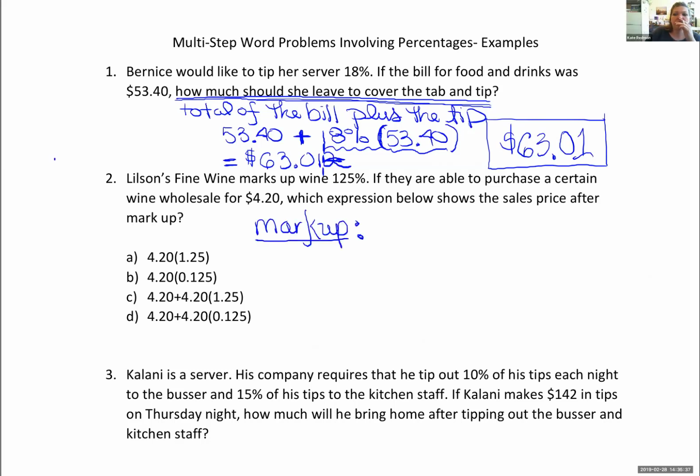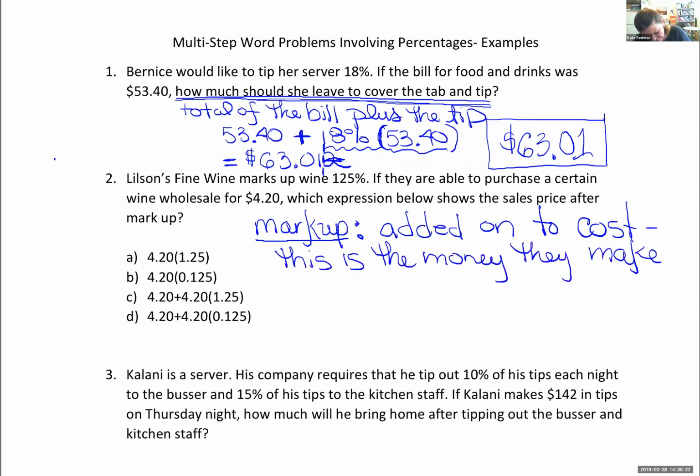So what is a markup? If you guys don't already know this, a markup is the amount that a store adds on before they sell it to you. So every store buys their things from somewhere, whether it's Safeway buying their milk from the dairy, or the wine store buying their wine from a winery. They're buying it from somewhere. They buy it at a cost. Then they add a markup, and usually it's percentage based on how much money they want to make off of that wine. This is the money their store makes. So really important that you understand that this is an additional, it's added on.